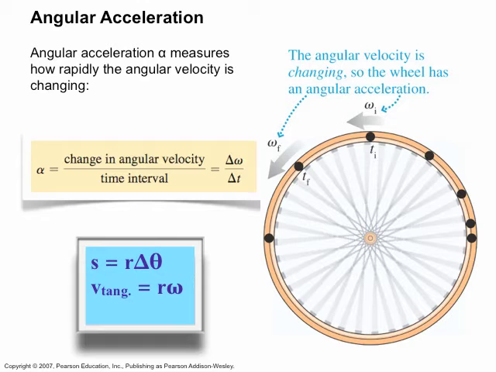The derivative of that equation, the derivative of velocity, is acceleration. The derivative of omega is angular acceleration. So acceleration relates to angular acceleration by the radius. Velocity relates to angular velocity by the radius. And distance relates to angular distance, or angle, by the radius.